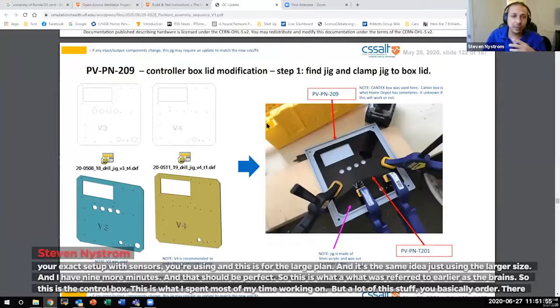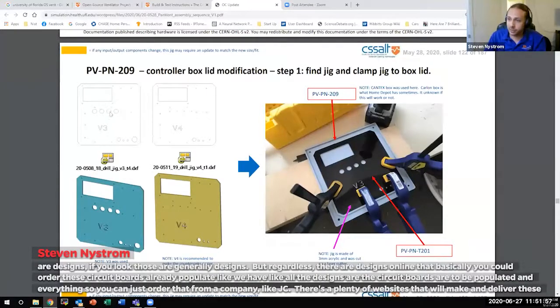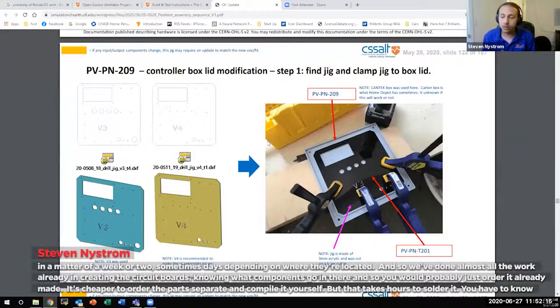A lot of the stuff you basically order. There are designs online, those are drilling designs, but regardless, there are designs that let you order these circuit boards already populated. We have all the designs for the circuit boards already populated and everything. So you can just order that from a company like JLC. There are plenty of websites that will make and deliver these in a matter of a week or two, sometimes days, depending upon where they're located. We've done almost all the work already in creating the circuit boards, knowing what components go in there. And so you would probably just order it already made.